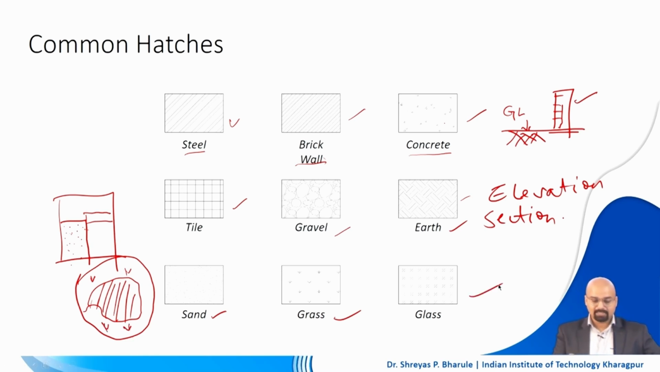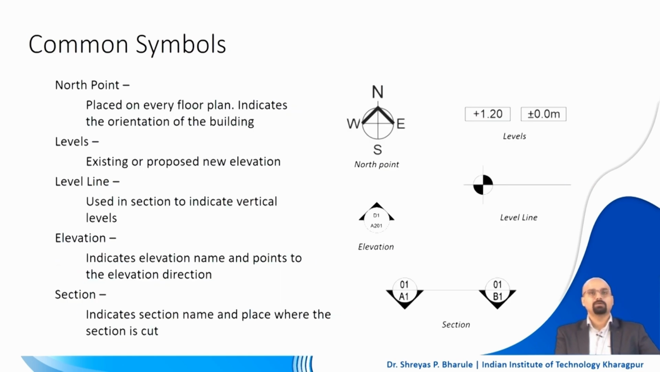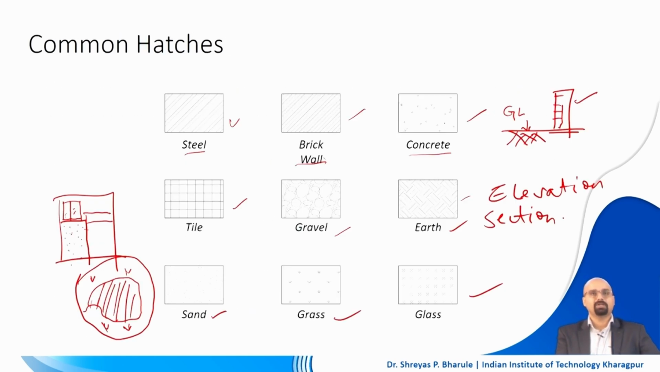Next one is glass. Glass is represented by 3 dashed lines, and say imagine you have a window here which is a sliding window, and you will have 2 parts to it, 2 panes to it. So, here is where you will represent the glass kind of a representation. So, that is all about the common hatches.